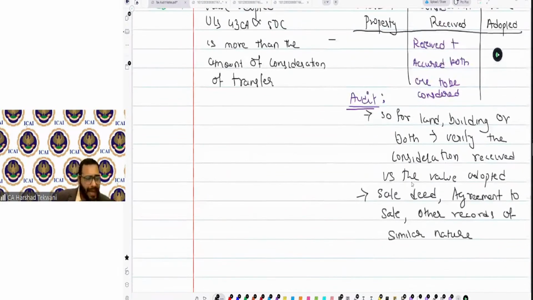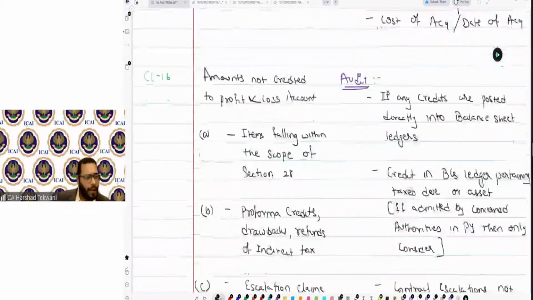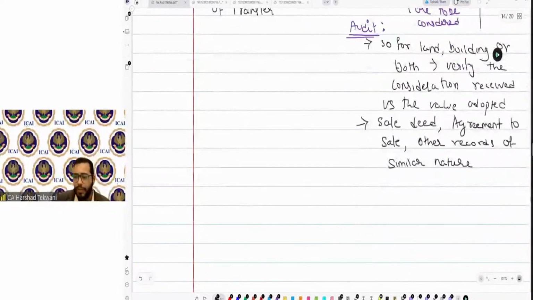Now, if in any case, in any of the clauses, for example clause 15, clause 16, or clause 17, we are not able to get any detail, we will qualify. And we will report in form 3CA and 3CB accordingly the observation or the qualification. Clear?